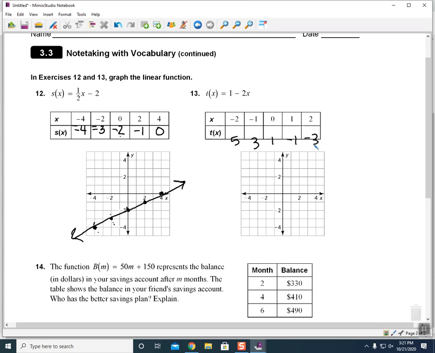So then if I try to graph this, -2, 5 is up here somewhere. If I make a big enough dot, then it'll fit. -1, 3, 0, 1, 1, -1, and 2, -3. So then if I try to connect these, not bad. That last part wasn't great, but that would kind of be what my graph would look like. I'm sure yours looks much better than mine.